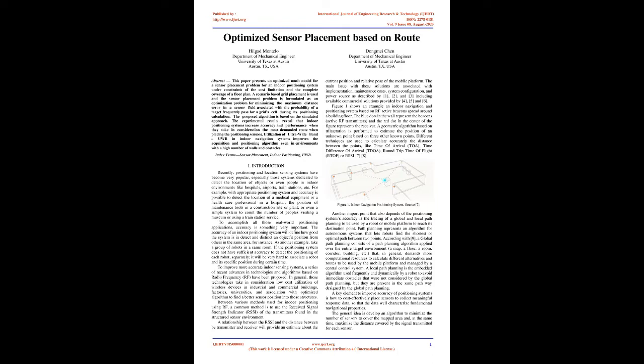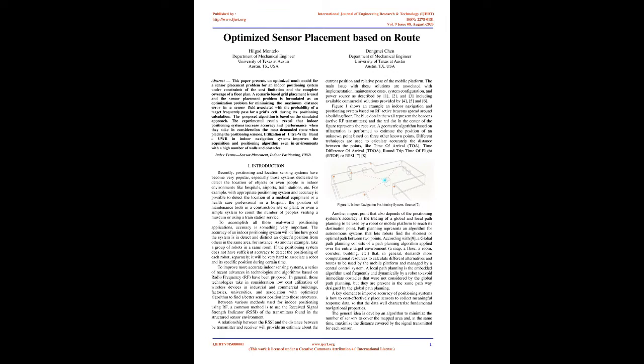Introduction. Recently, positioning and location sensing systems have become very popular, especially those systems dedicated to detecting the location of objects or even people in indoor environments like hospitals, airports, train stations, etc. For example, with an appropriate positioning system and accuracy, it is possible to detect the location of a medical equipment or a healthcare professional in a hospital, the position of maintenance tools in a construction site or plant, or even a simple system to count the number of people visiting a museum or using a train station service.